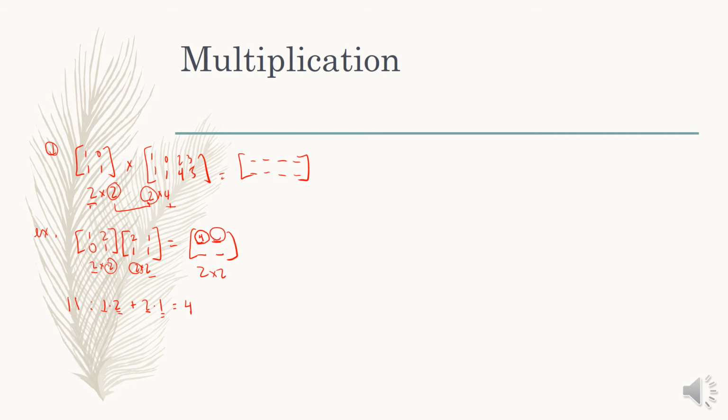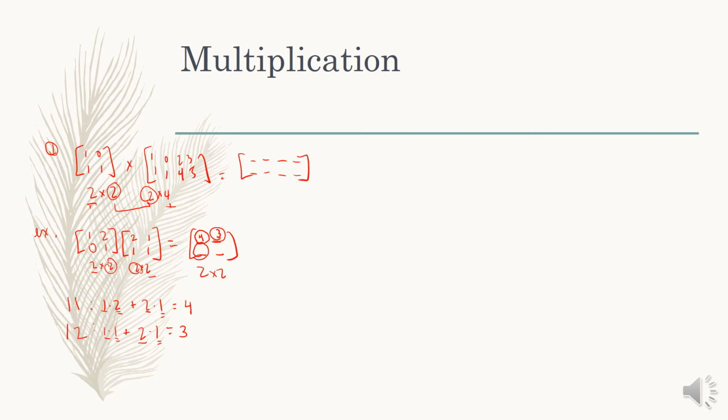Next, I'm going to look at this element. So that element is row 1, column 2, which means I should multiply row 1 of my first matrix and column 2 of my second matrix. So I'll get 1 times 1 plus 2 times 1. So this 1 and this 2, that's coming from row 1 of my first matrix. This 1 and this 1 are coming from column 2 of my second matrix.